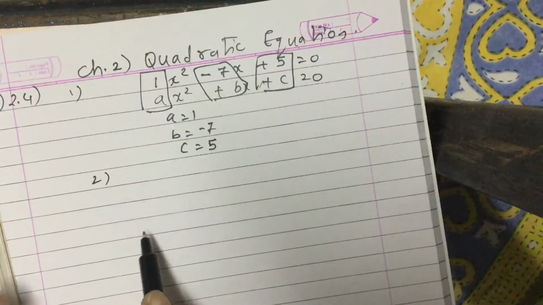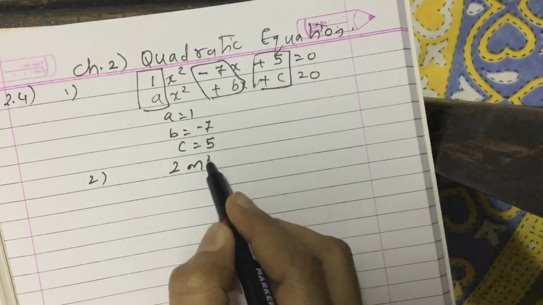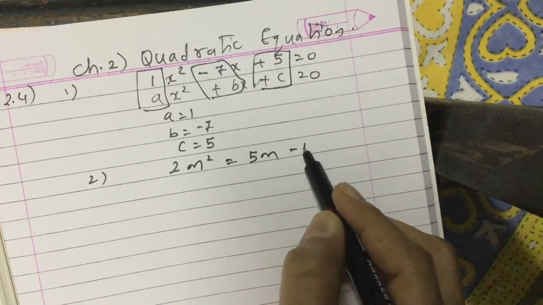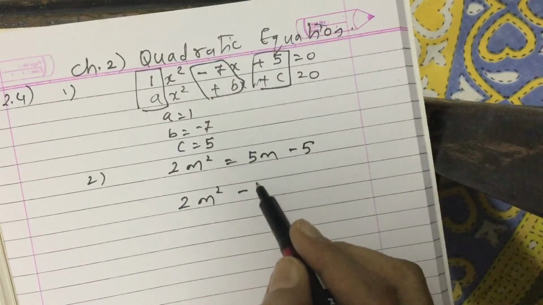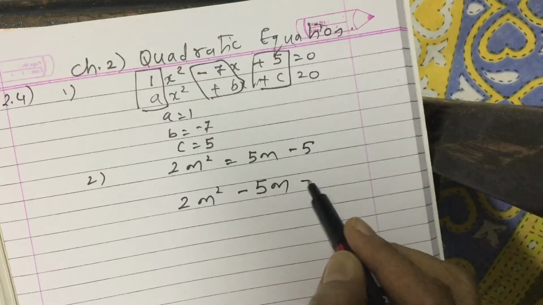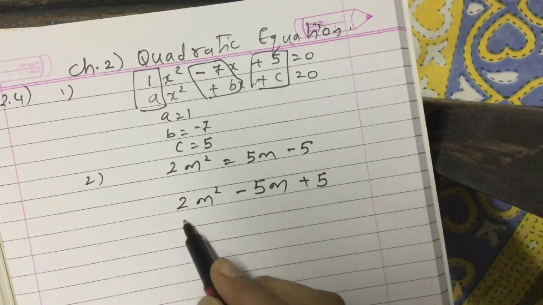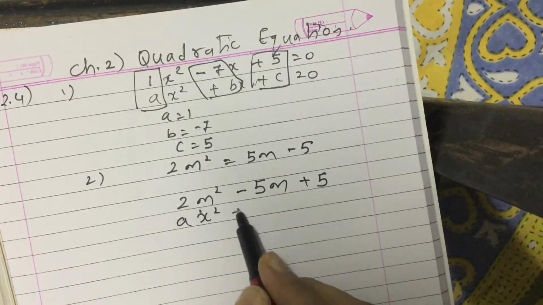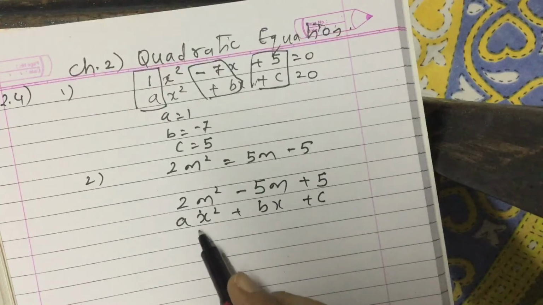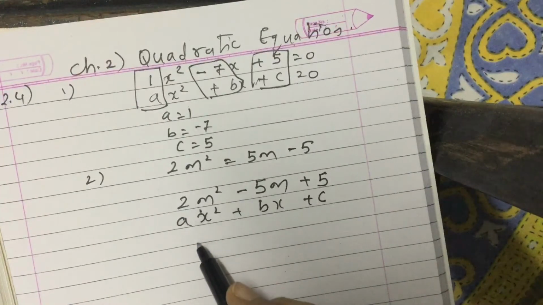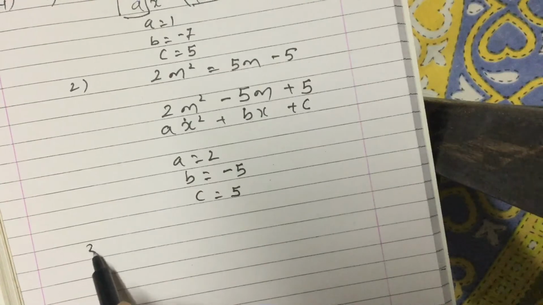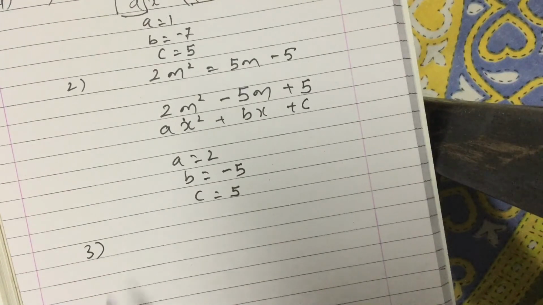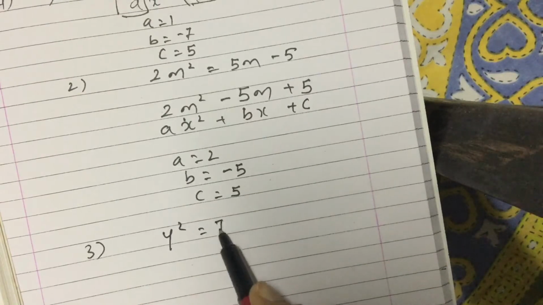Second question, 2m square is equal to 5m minus 5. So we have to arrange them properly. 2m square plus 5, if it comes to the left hand side it becomes minus 5, and minus 5 becomes plus 5. So here I arrange them in my standard form. The a value is 2, so a is equal to 2, b value is minus 5 and c value is 5.